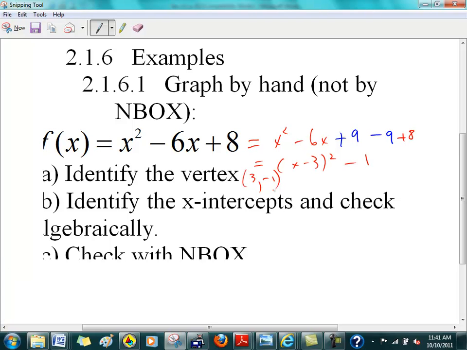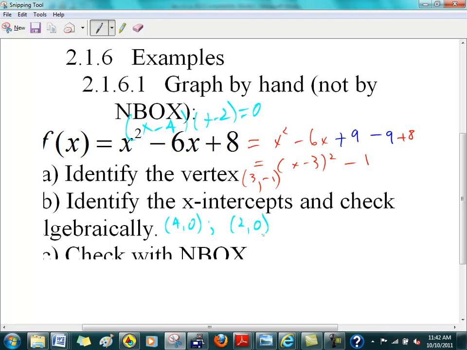Identify the x-intercepts and check algebraically. Okay? Does anybody know how to find the x-intercepts? What do you do? And what do you get if you factor? X minus 4, x minus 2 equal to 0. So your x-intercepts are going to be at 4, 0 and 2, 0. Is everybody with me on this? How do you factor x squared minus 6x plus 8?